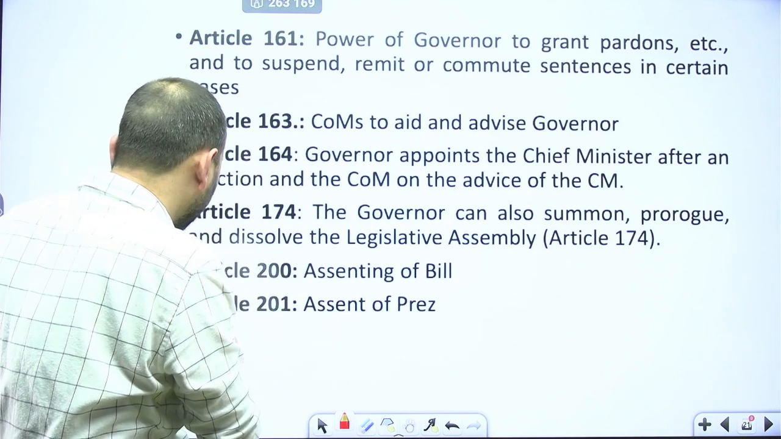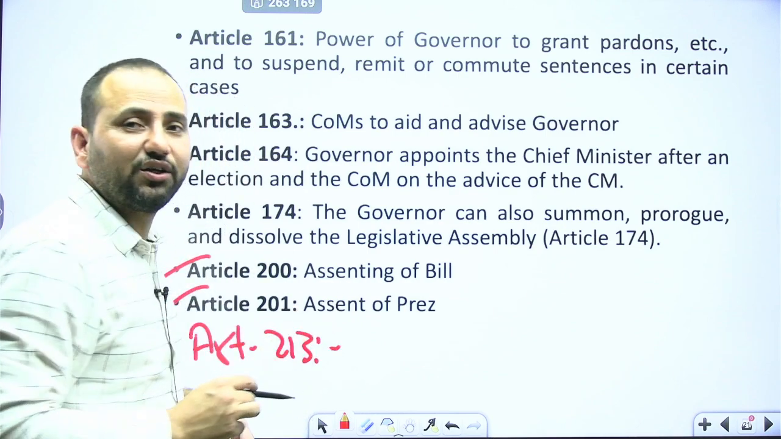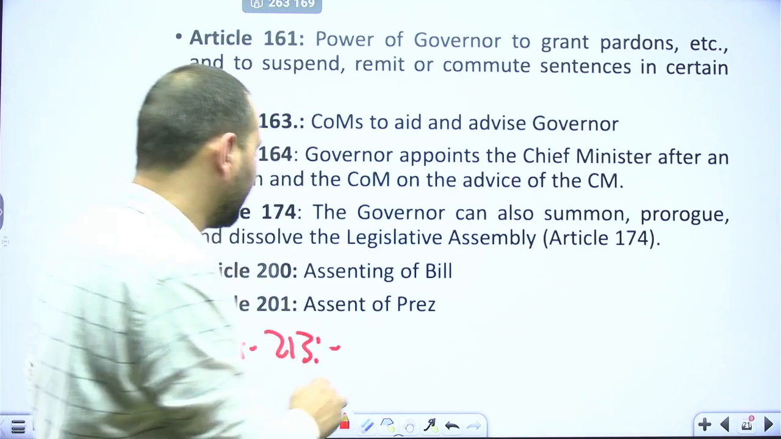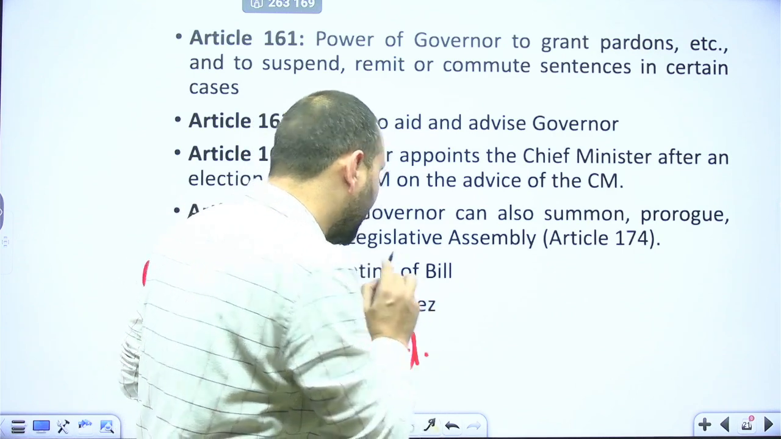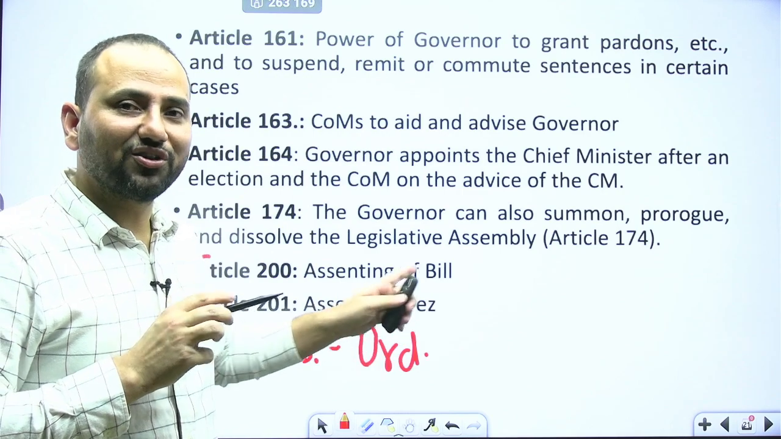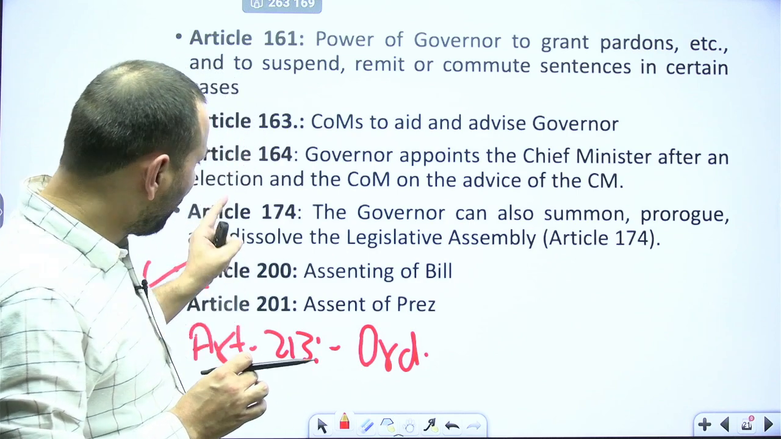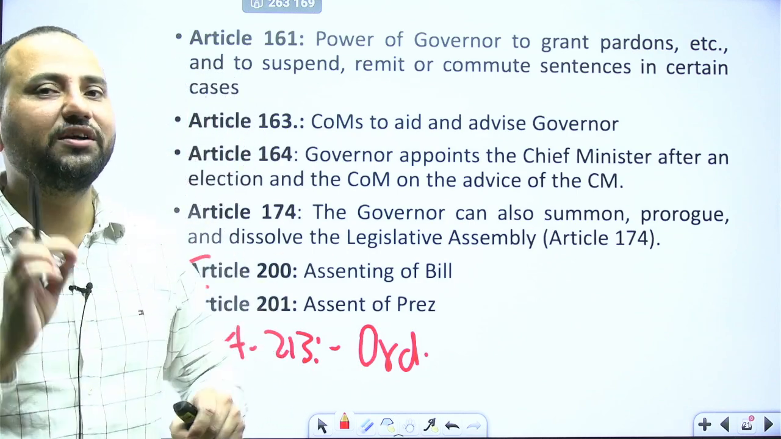We also have this Article 213. If you talk about this Article 213, it comes up with this ordinance making power. This ordinance making power is very much important. I will not cover these dimensions here because of the limitations of time. Now the point is, Article 200 and Article 201 of the Indian Constitution need to be understood very clearly.